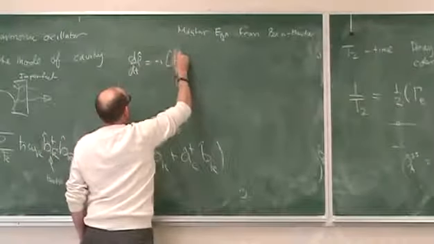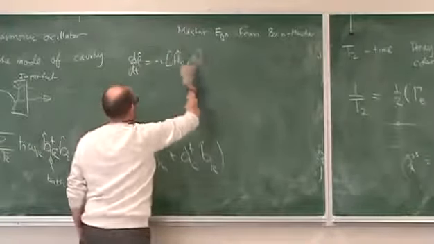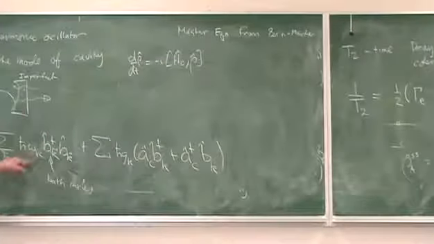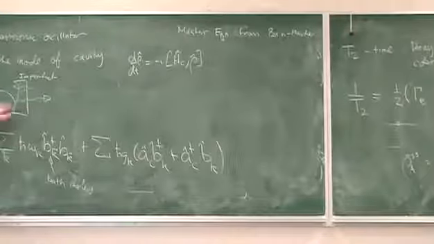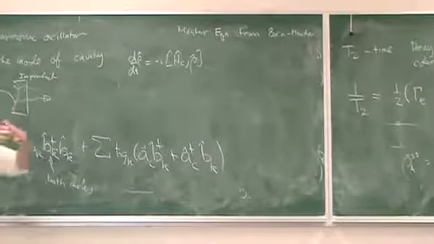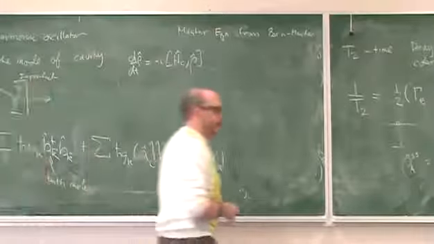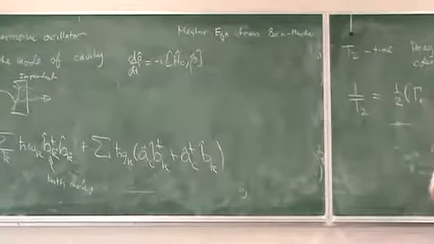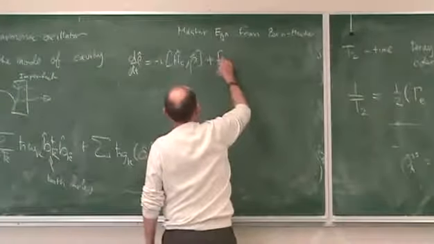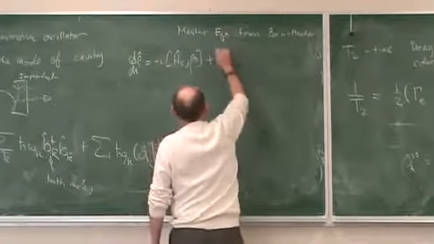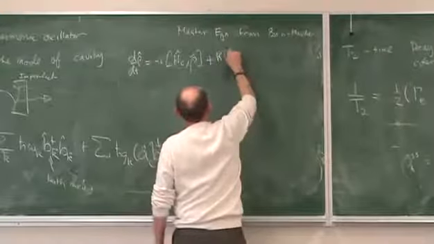We have the Hamiltonian part, which is this, and again, the energy levels of the system will be shifted due to their coupling to the outside modes, that will slightly shift the modes of the cavity. And then we have, just as we had before, kappa.